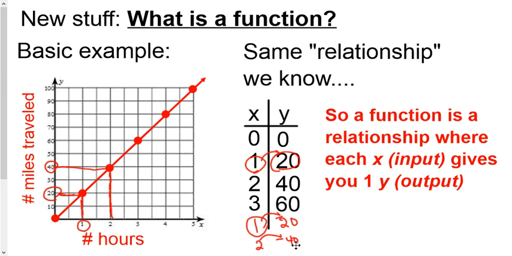I travel 2 hours, I go 40 miles. And that's what it said right here. I go 2 hours, I travel 40 miles. Gee, I wonder what we're going to get if we look at the 3 again. It gave me a 60 before. Would it still happen? Yep.